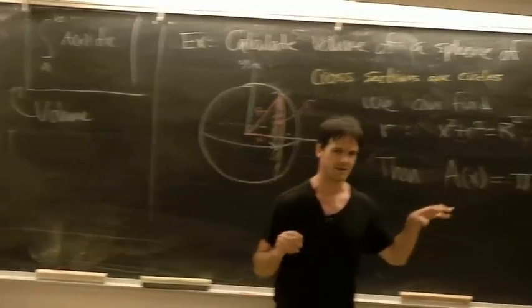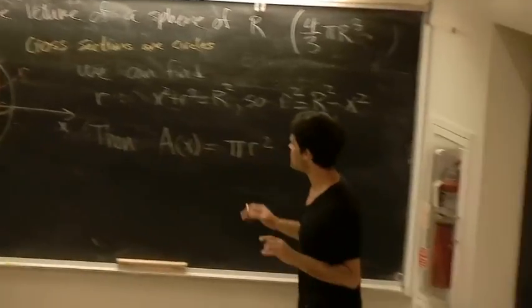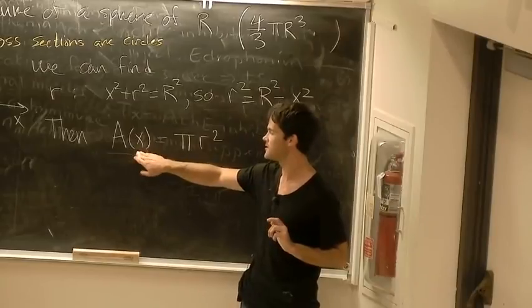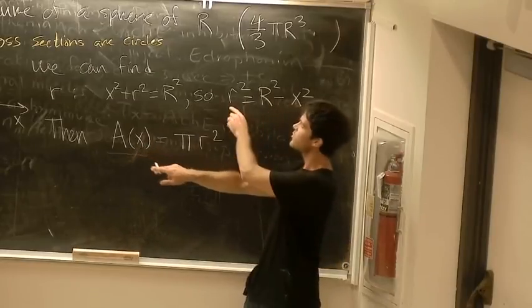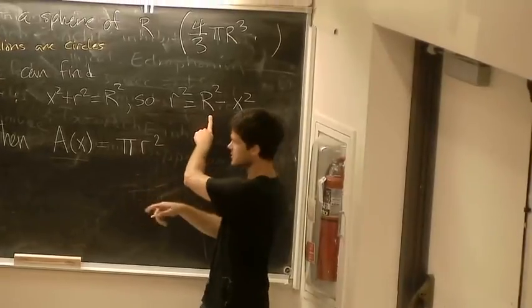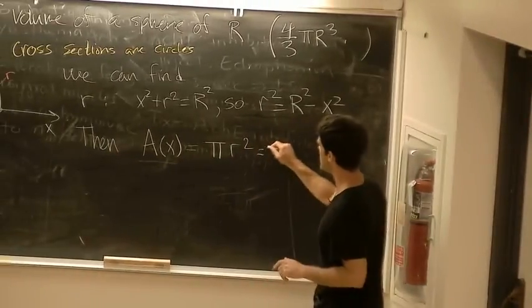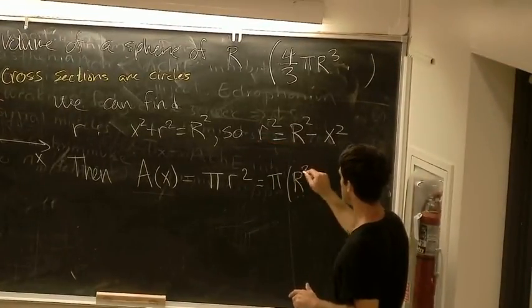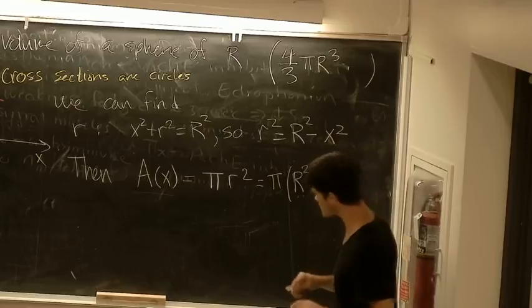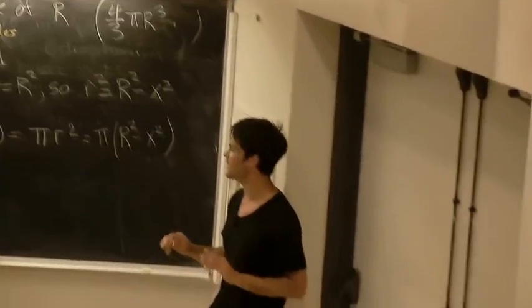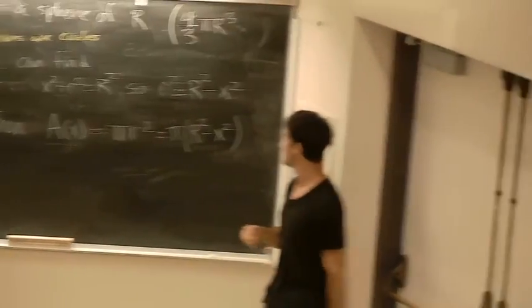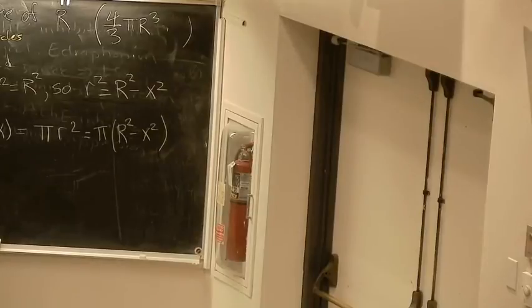And now here's kind of the tricky part with these problems. You need to make sure that your cross-sectional area is in terms of x. That's why I had to solve for little r squared like this. So I can now replace r squared with this expression, pi times big R squared minus x squared. OK, good. Now I've done the hardest part of the problem, which was to get a formula for the cross-section in terms of x.